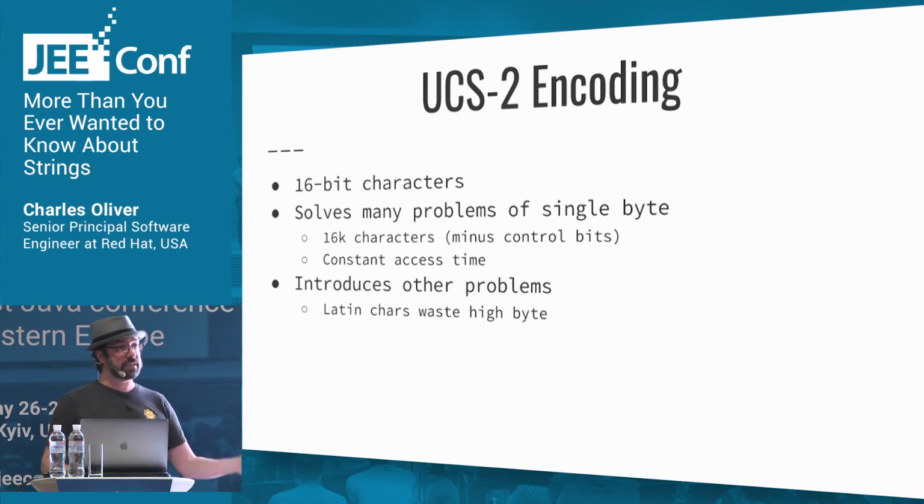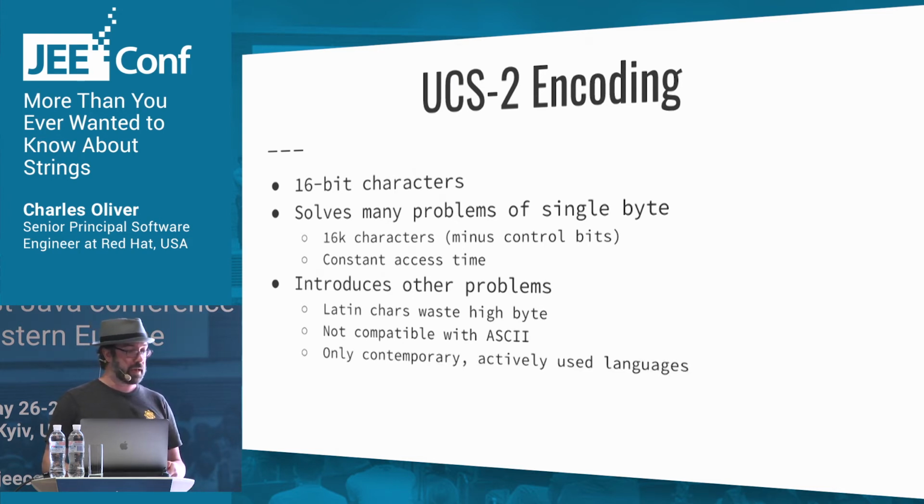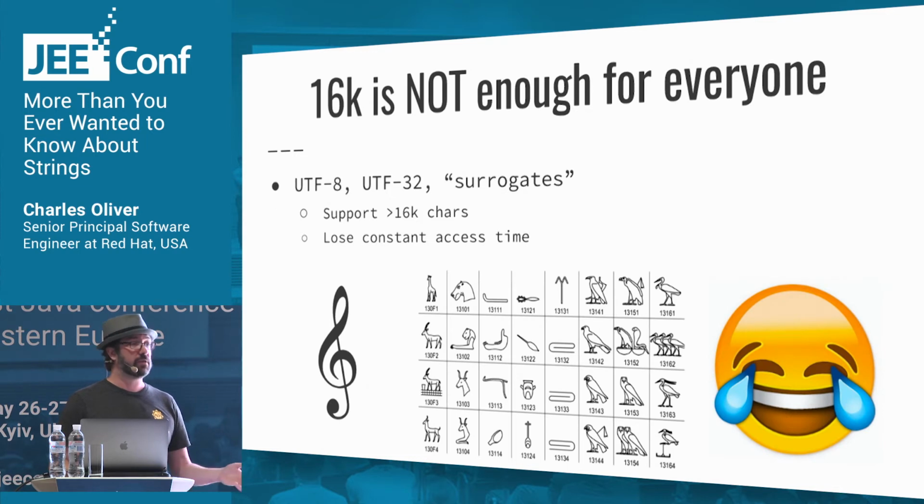All of the Latin character set wastes an entire byte. We can represent the Latin character set in 7 bits, so we're wasting a high byte for all of those characters. It's not compatible with ASCII. Of course, this is a 2-byte encoding, it can't be compatible with a single byte ASCII encoding. And of course, at the time, it was only contemporary languages, languages that were currently in use. And as a result, there are a lot more characters than we can fit into 16,000 even. We had to introduce encodings like UTF-8 and UTF-32, and the idea of surrogate characters to represent more than 16,000, and now we lose constant access time. So we're making trade-offs all the time to support all these different character sets, but we still have problems.